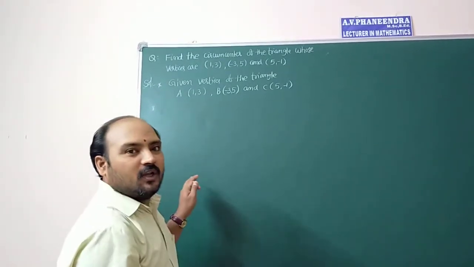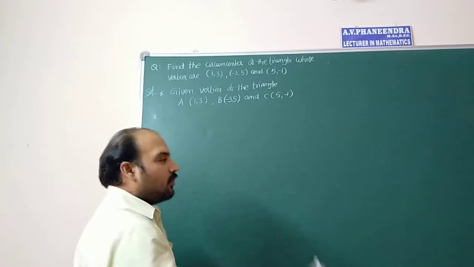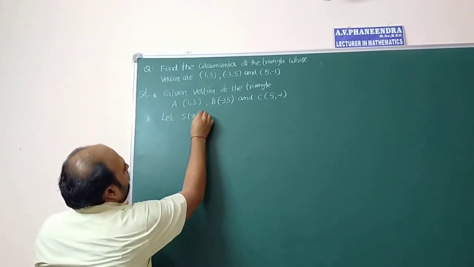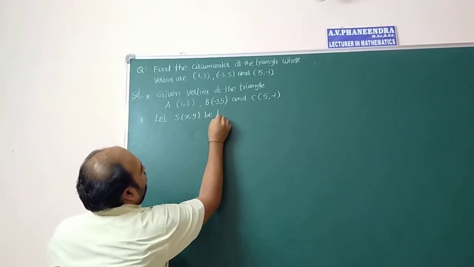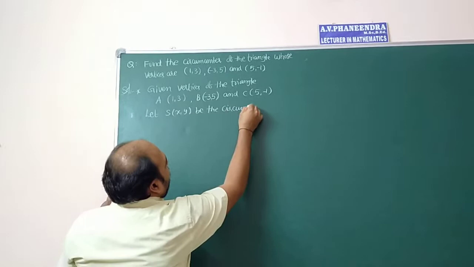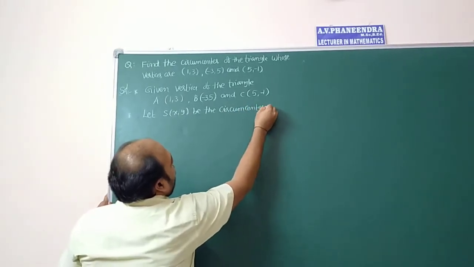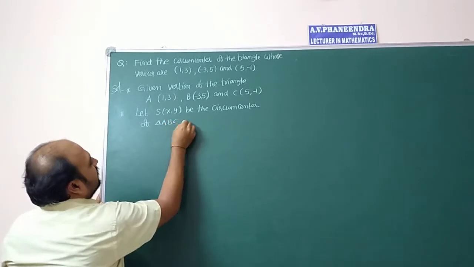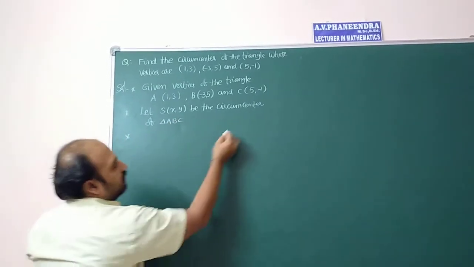What is required to calculate circumcenter is that we have to write it. Let S of (x, y) be the circumcenter of triangle ABC, and draw the rough diagram.